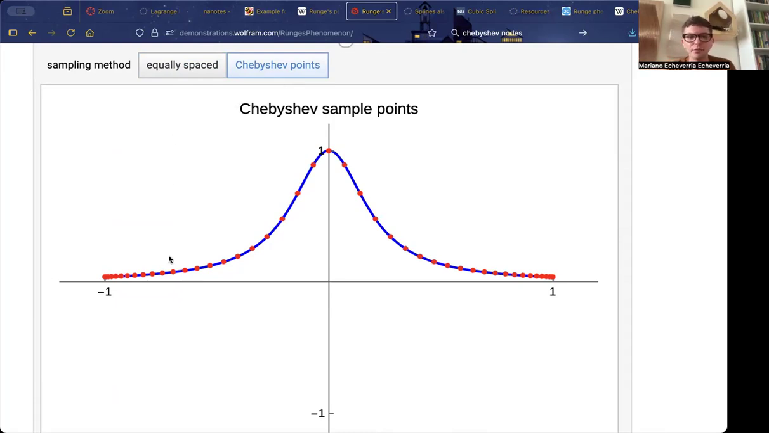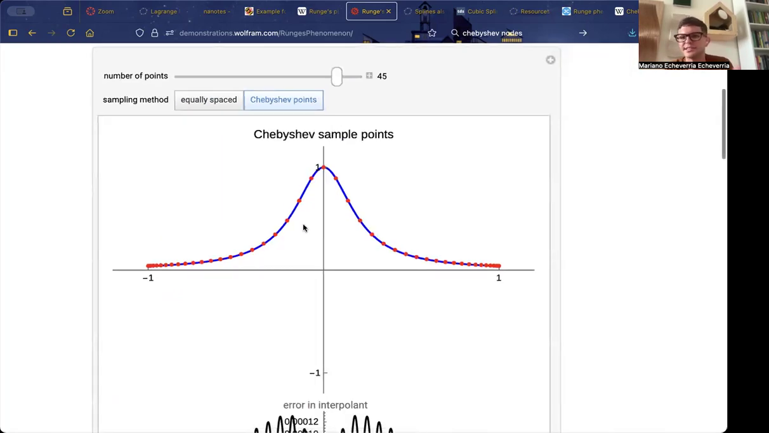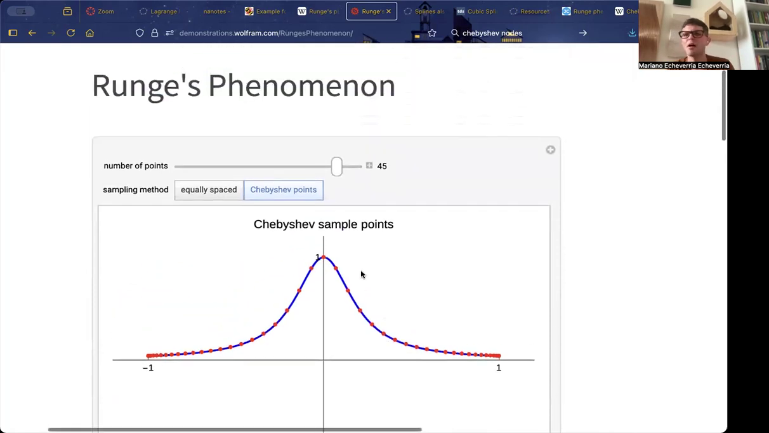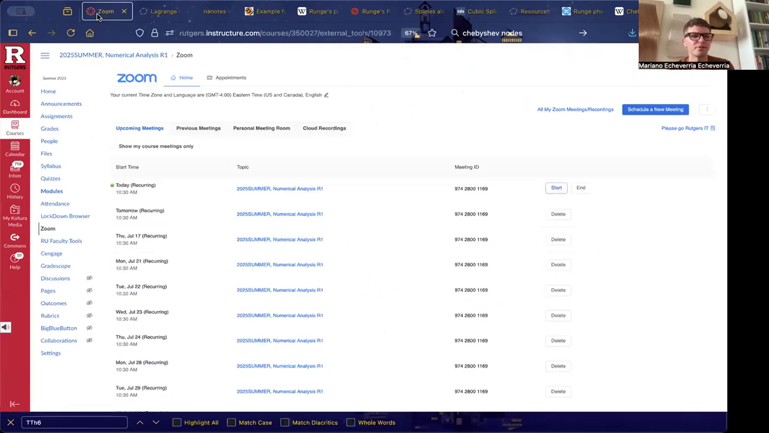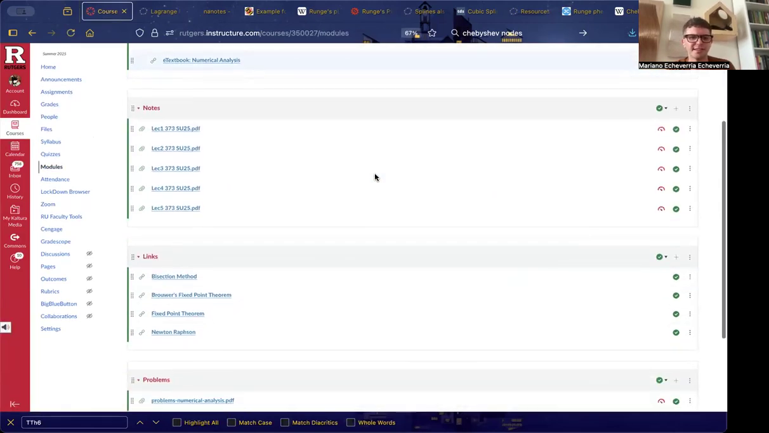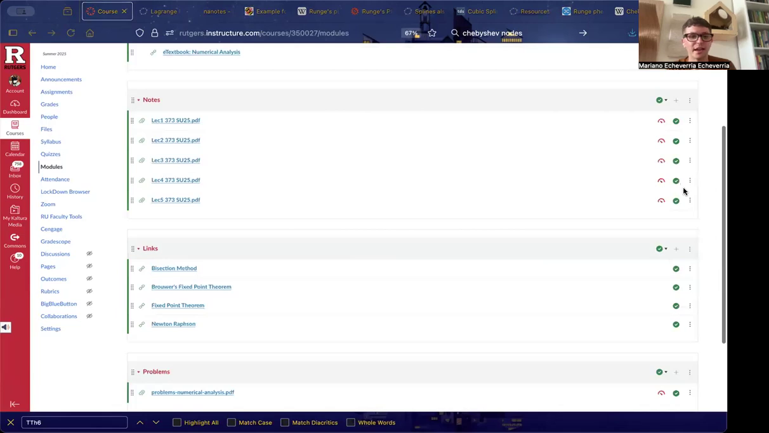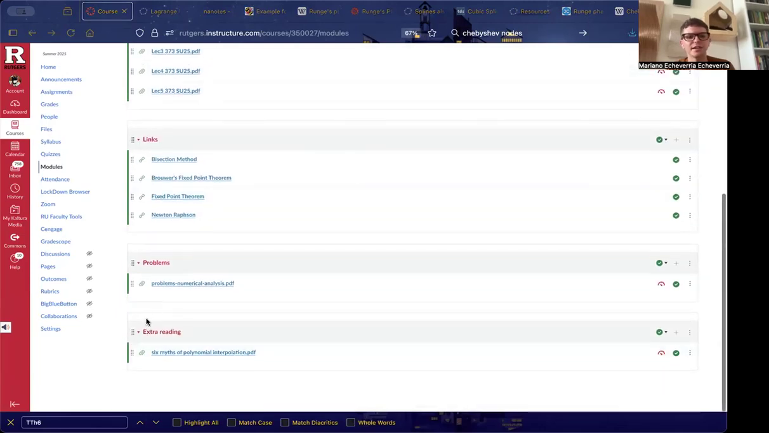For example, if you look at this one, it's almost indistinguishable from the graph. Again, I will post this link on Canvas, if someone wants to read more about that. I did post it on modules. I'll probably be doing this over the course. I posted a module called extra reading.